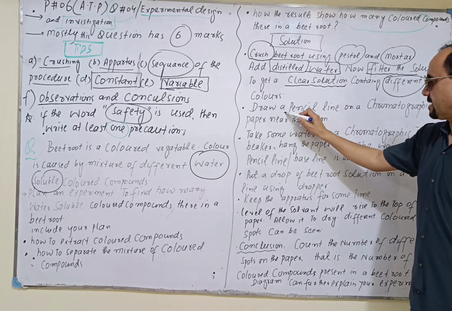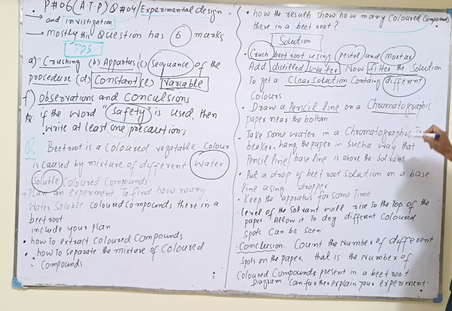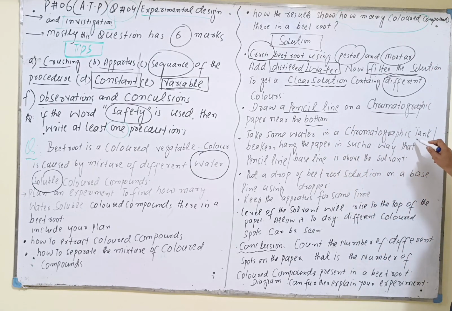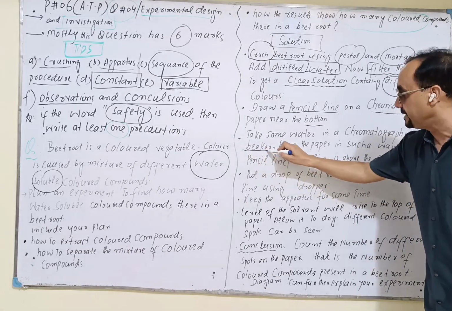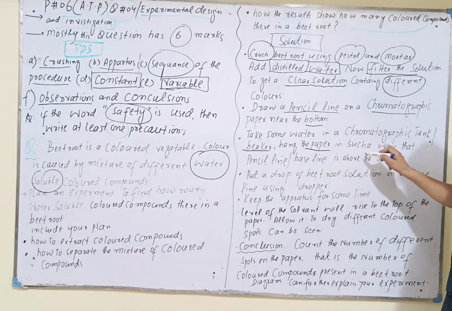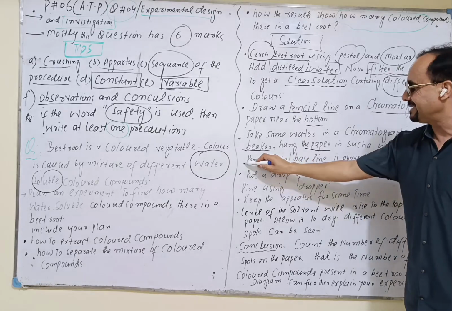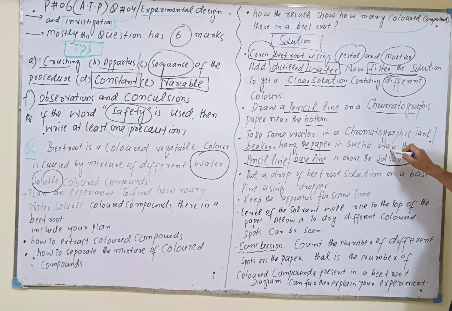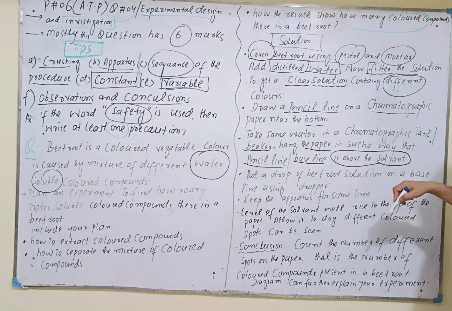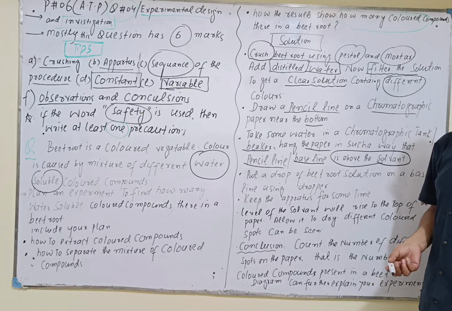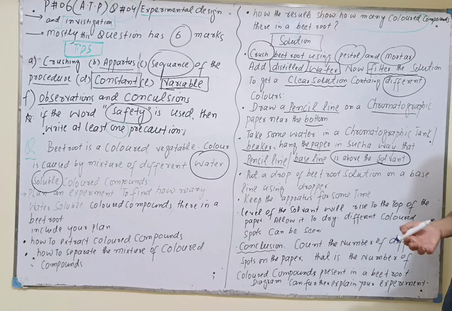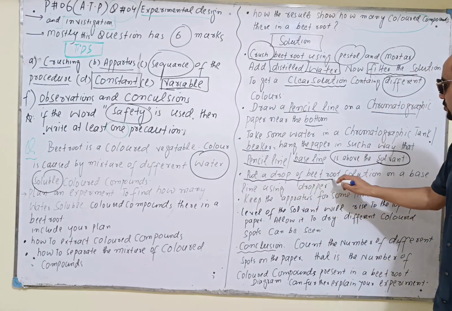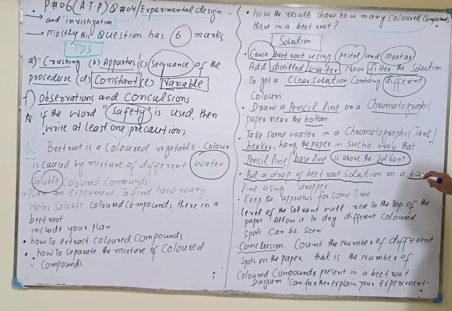Now draw a pencil line on a chromatographic paper near the bottom. Take some water in a chromatographic tank. You can also use a beaker. Hang the paper in such a way that the pencil line, or you can say baseline, is above the solvent. If the line is inside the solvent, the color will mix in the solvent and you can't get a chromatograph. Put a drop of beetroot solution on the baseline.